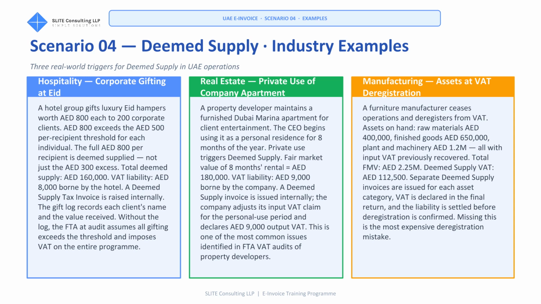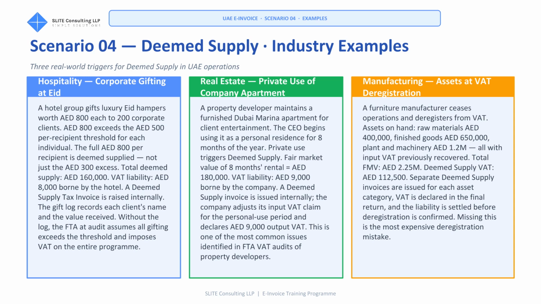Third, manufacturing. A furniture company deregisters with 2.25 million dirhams of assets on hand, raw materials, finished goods, plant and machinery. Total VAT liability, 112,500. Missing this is the most expensive deregistration mistake.